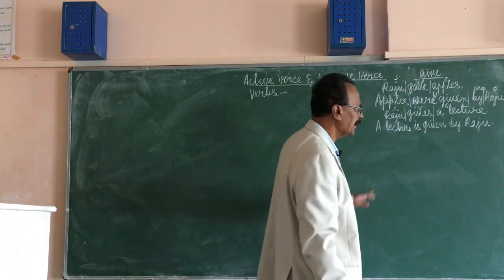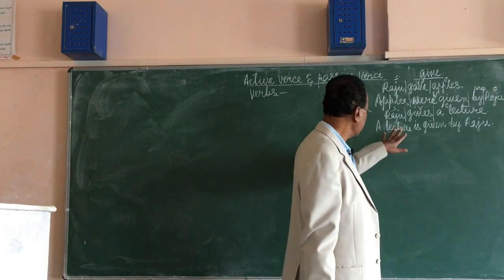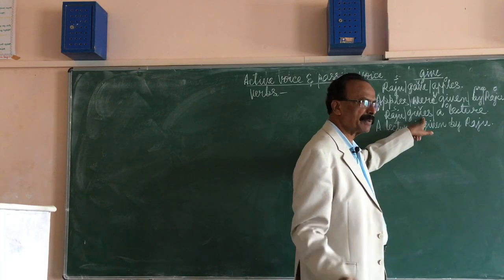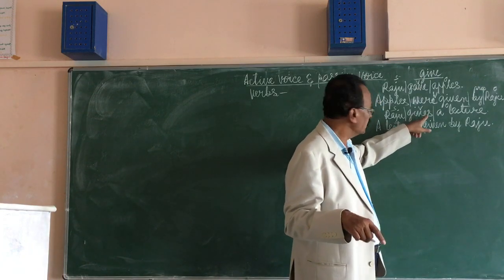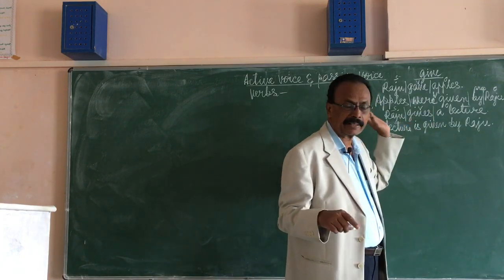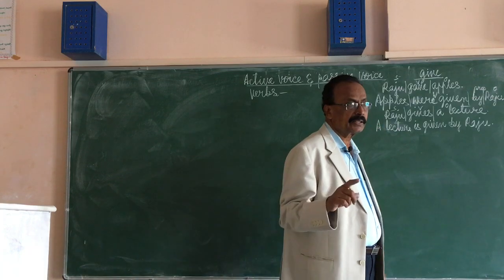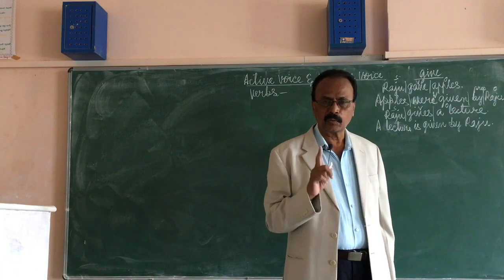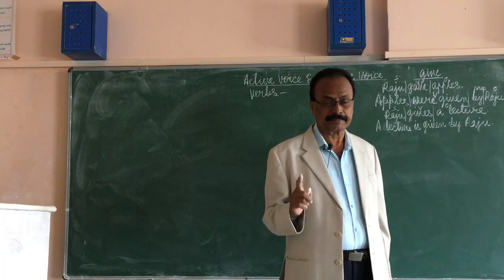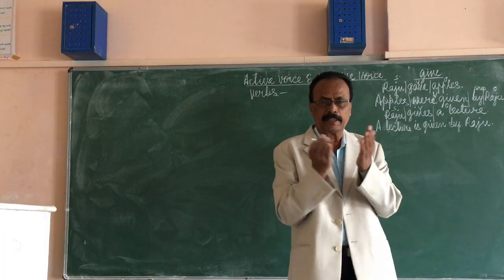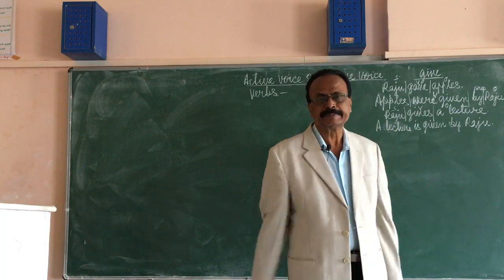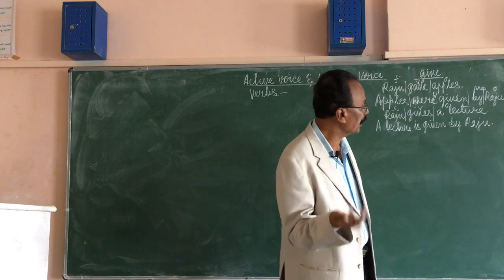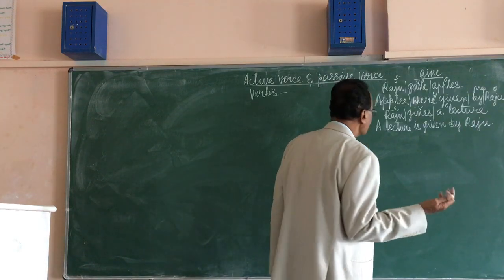So you should be very careful whether the subject is singular or plural. And the verb also is present tense or past tense. These two areas you should bear in mind. Because the rule is that the subject and verb always must balance together. There should be an agreement between the subject and the verb. Subject-verb agreement, I told you, is also called concord.